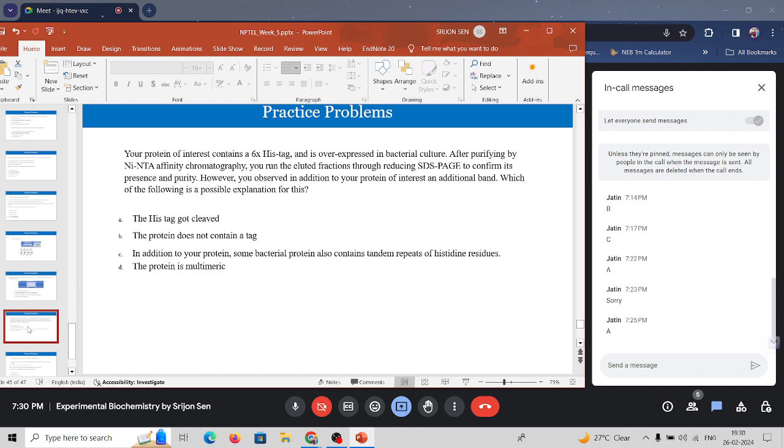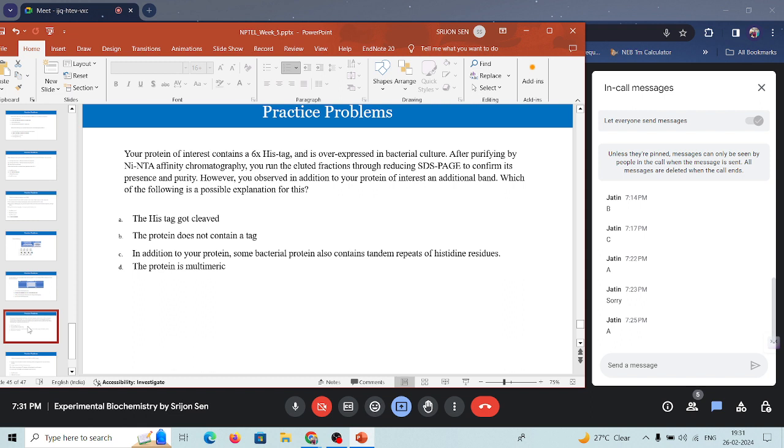Okay. Now, next one. Your protein of interest contains a 6x histidine tag and is overexpressed in bacterial culture. After purifying by nickel-NTA chromatography, you run the eluted fractions through SDS-PAGE to confirm its presence and purity. However, you see an additional band. Which of the following is a possible explanation for that?